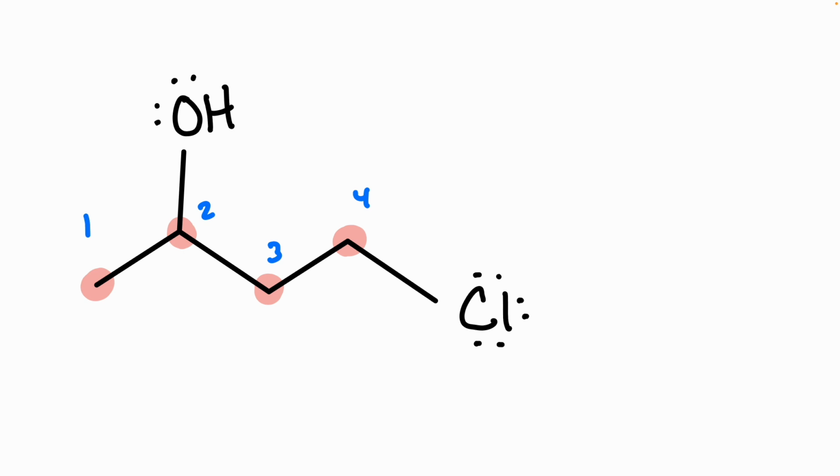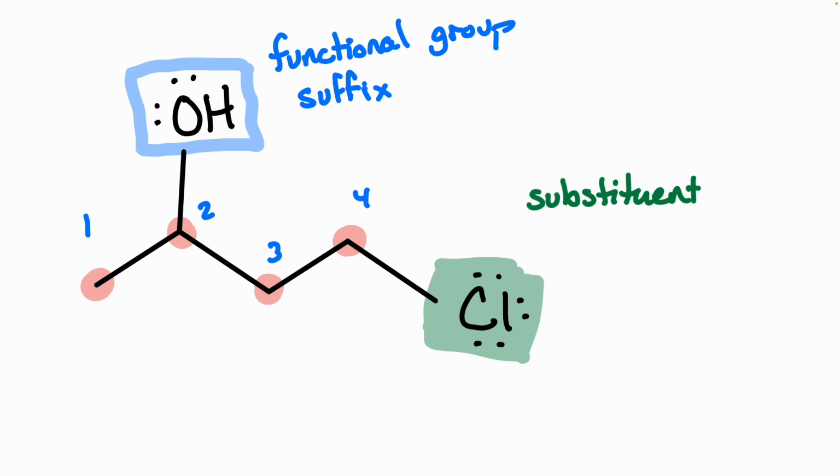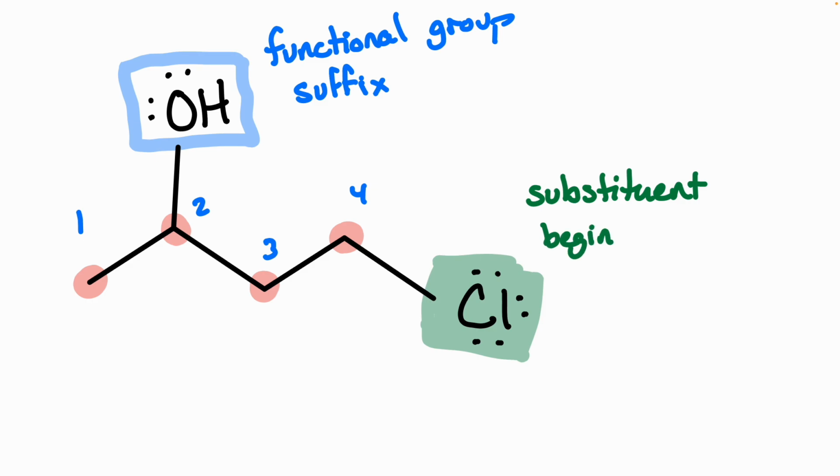In the world of nomenclature, there's an order of importance, and these functional groups are considered to be the most important. The functional group is what we call a suffix. It's in the back half of the name. The other thing, this chloro group here, in the world of nomenclature is considered a substituent. And this goes at the beginning of the name.